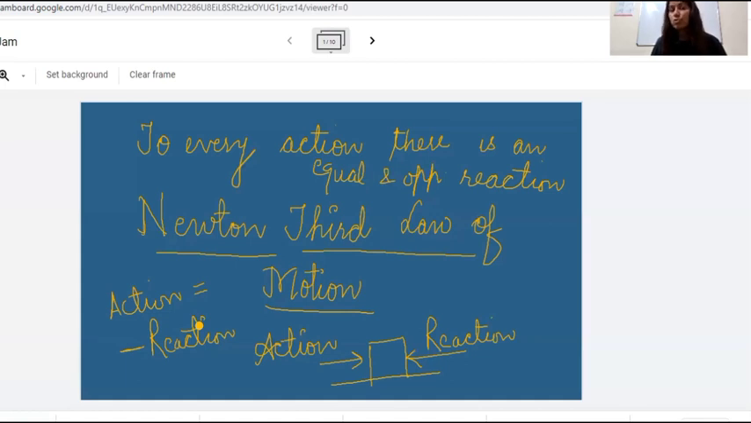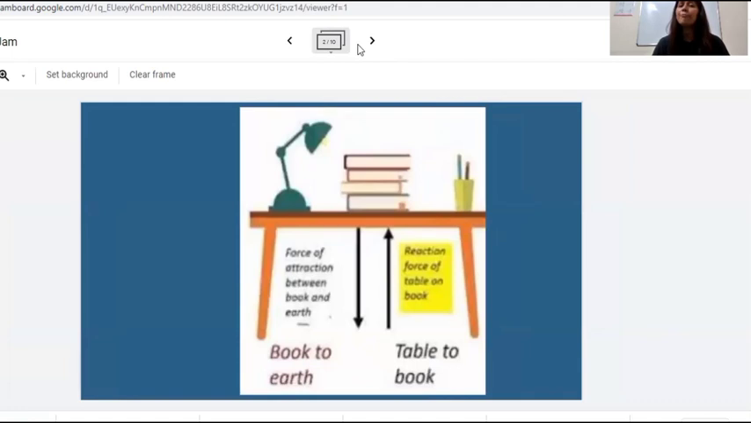Now I will show some images and discuss the same law with you. This is your first example of Newton's third law. I have taken these images from the internet so that I can make you understand properly. So I have this table, and on that table I have some books.